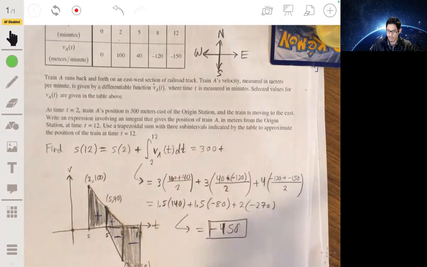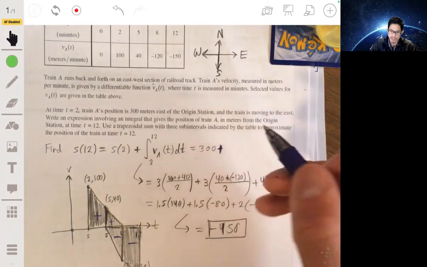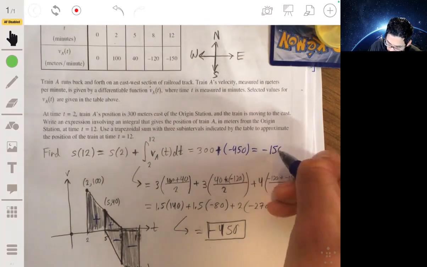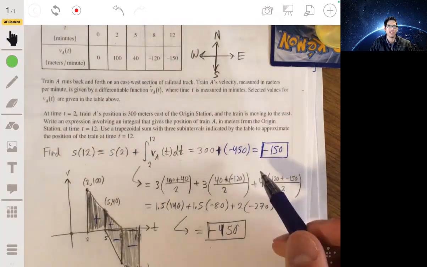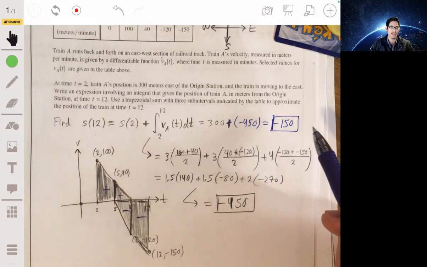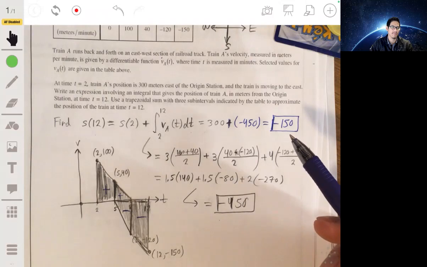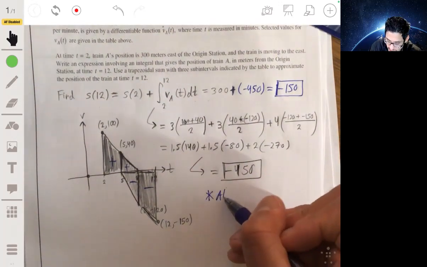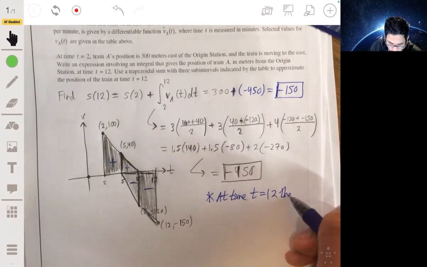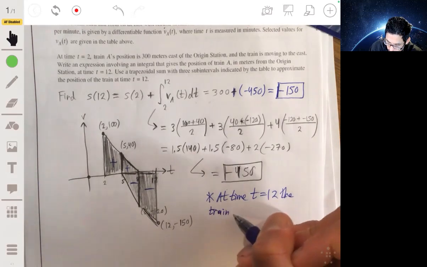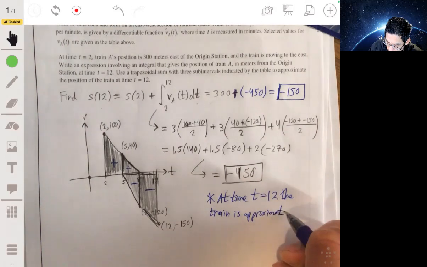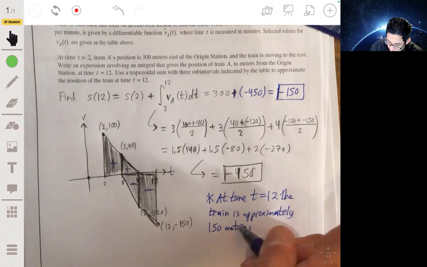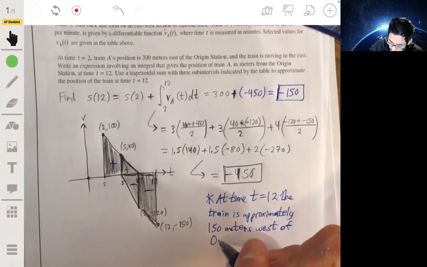But we have to make sure we count the 300. Its initial position was 300 meters east. So 300 plus negative 450 gives negative 150 as its final position when t equals 12 minutes. Overall, the train ended up 150 meters to the west of the origin station. So let's write that down: the train is approximately 150 meters west of the origin station.